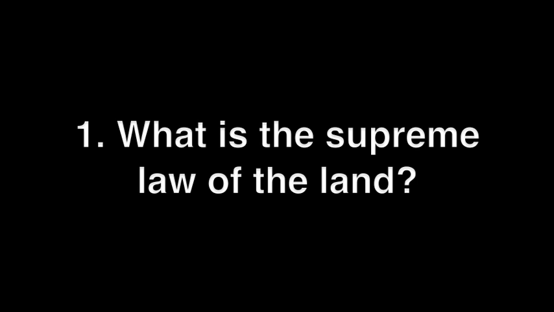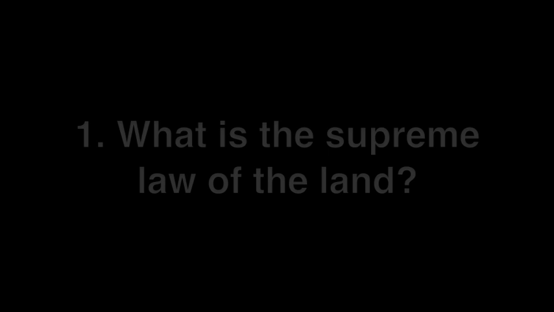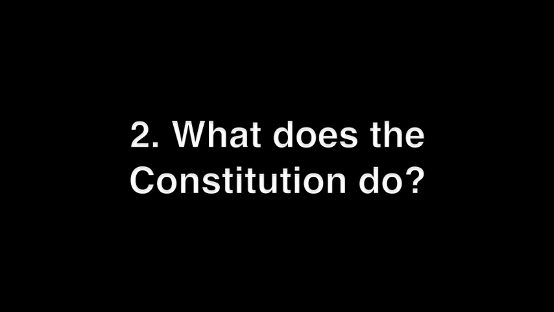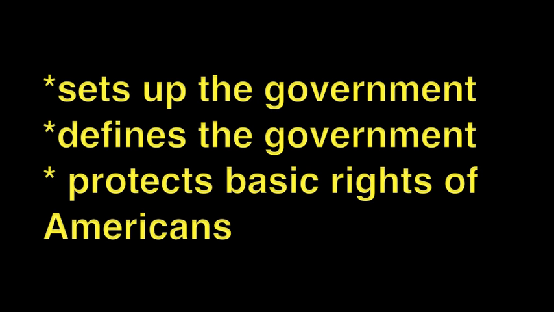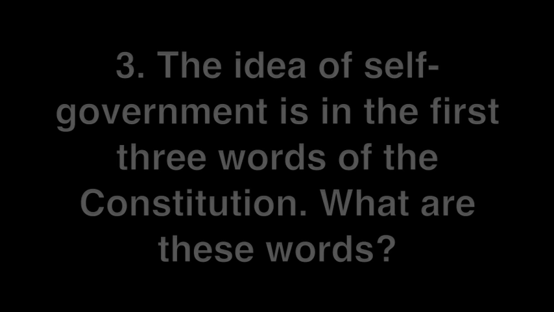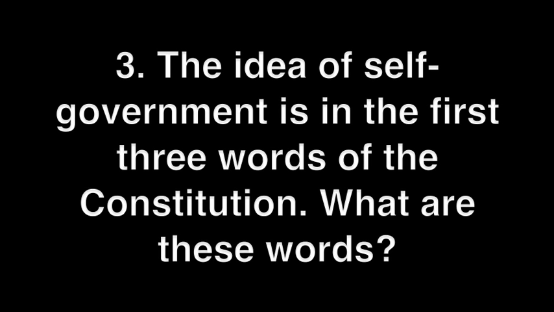What is the supreme law of the land? The Constitution. What does the Constitution do? Sets up the government, defines the government, protects basic rights of Americans. The idea of self-government is in the first three words of the Constitution. What are these words? We, the people.